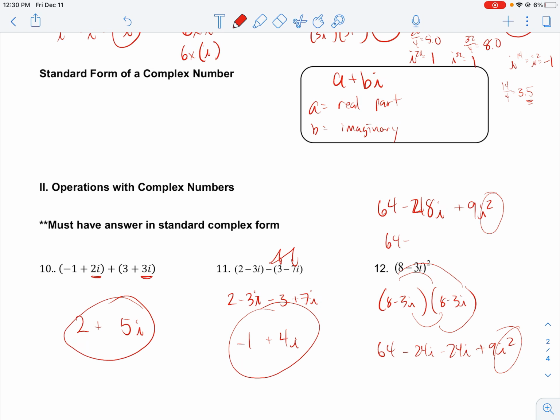So now we have 64 minus 48i plus 9 times negative 1. And 9 times negative 1 will give me a negative 9. So 64 minus 9 is 55 minus 48i. And that is our answer.